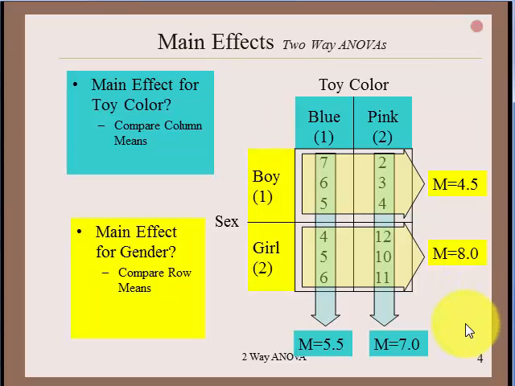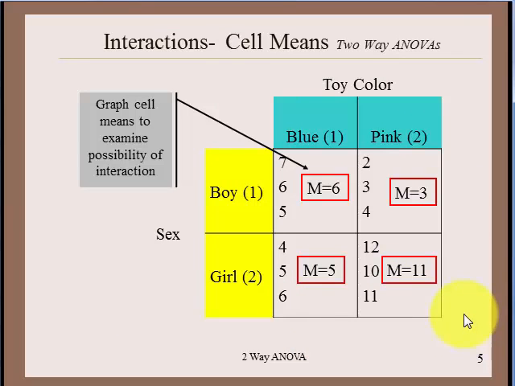So the third thing we need to look at, remember there's three factors, the A factor, the B factor, and then the interaction between the two. So the interactions here, I'm going to look at the cell means and plot those on a graph to determine if there's an interaction. Unless you're some kind of genius, most people have a hard time seeing the interaction just looking at the cell means. They need to graph it.